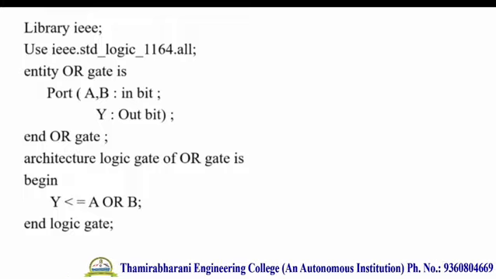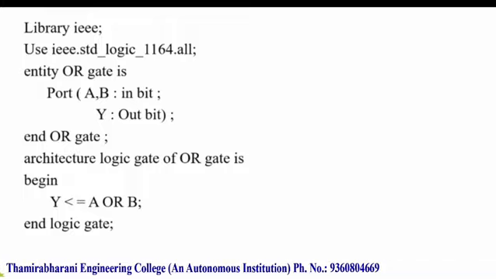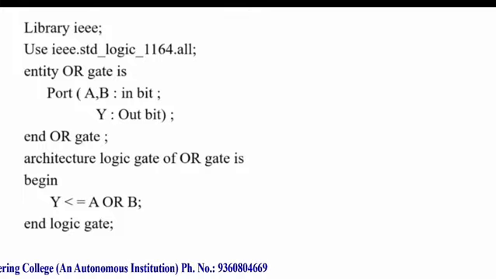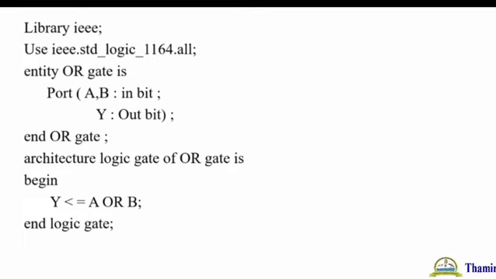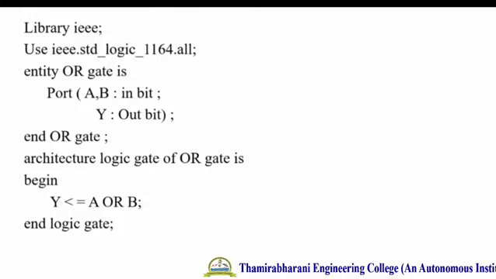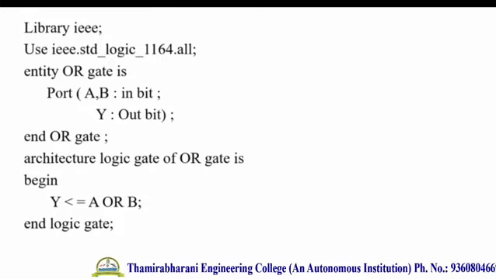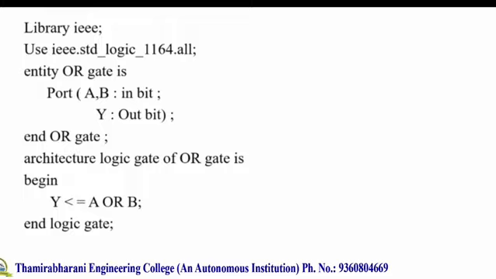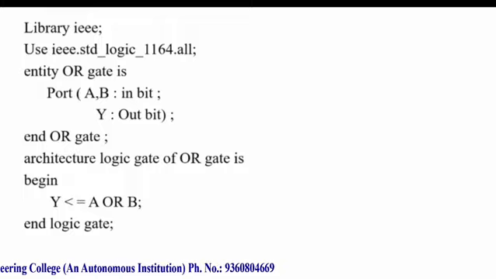Then we have to write the entity part. So what is the entity part? What do we have to write in the entity part? Entity OR gate is. Here OR gate is nothing but the entity name. If we are writing the VHDL code for AND gate using data flow modeling, then there we have to use AND gate as the entity name. Here the entity name is OR gate.